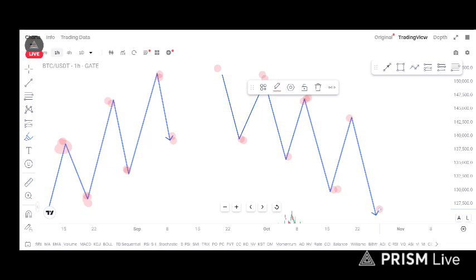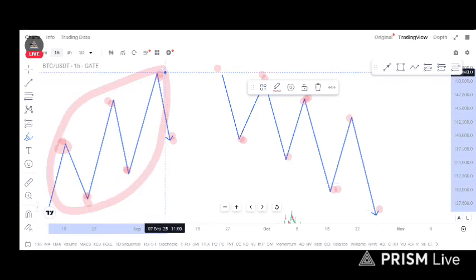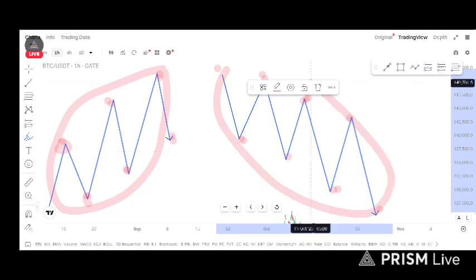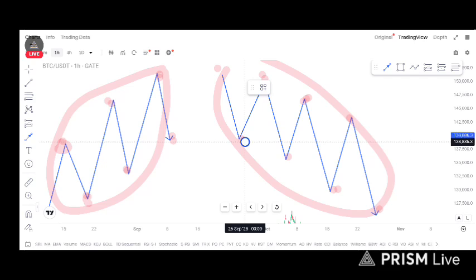If you see a series of lower highs and lower lows, that's where you say, okay, the market is now in a downtrend. Remember, we have two types of trends: an uptrend and a downtrend. This is an uptrend and this is a downtrend. These are the two types of trends you'll be seeing in the market.